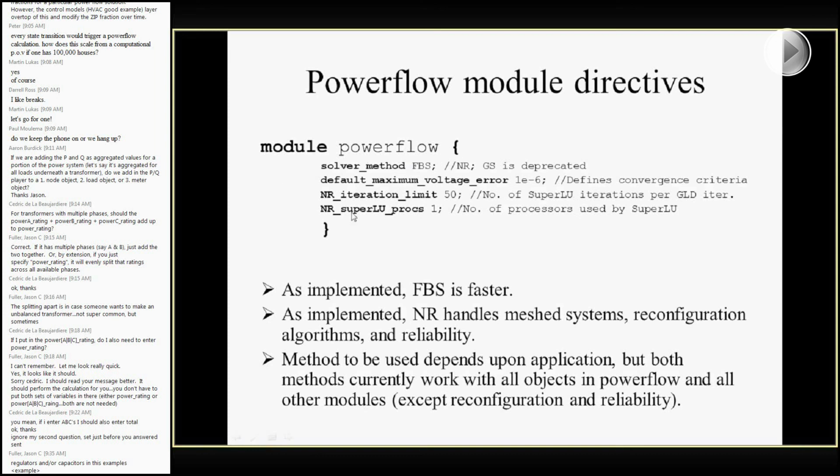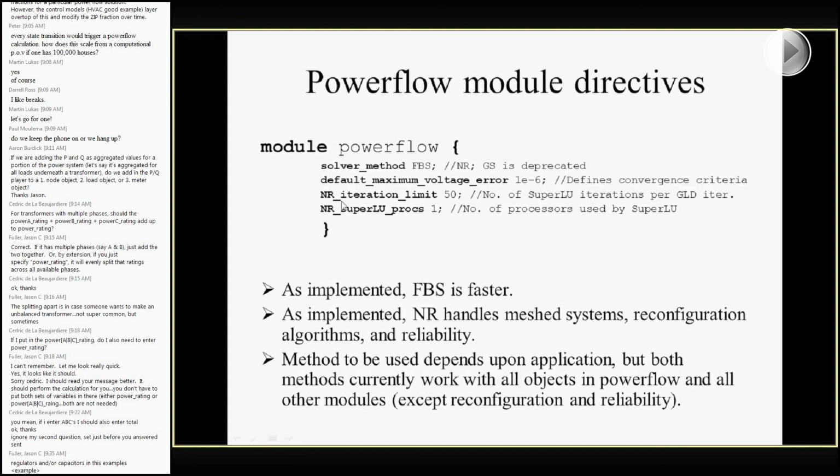These other ones are kind of a global convergence criteria. So the default maximum voltage error is 1e to the minus 6. So it multiplies that by whatever the nominal voltage is on a node and uses that as the default convergence criteria. You can specify it individually on the nodes, but this is just kind of a starting point for the whole system to work from.